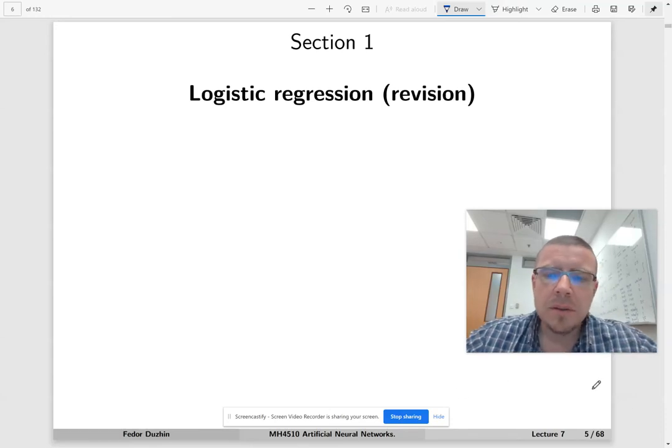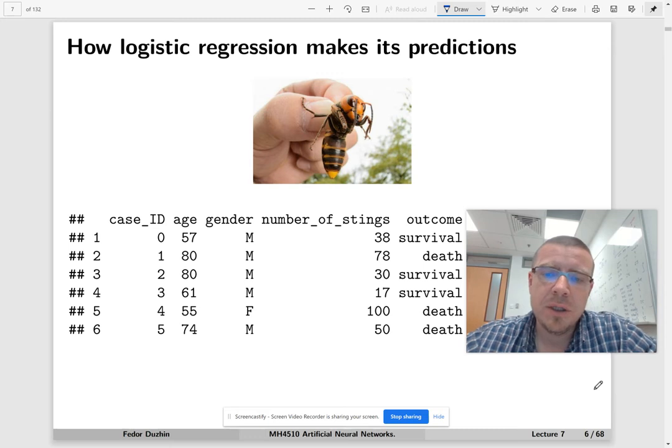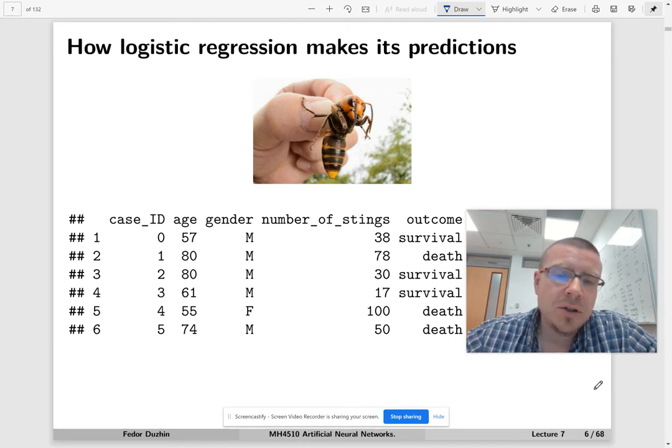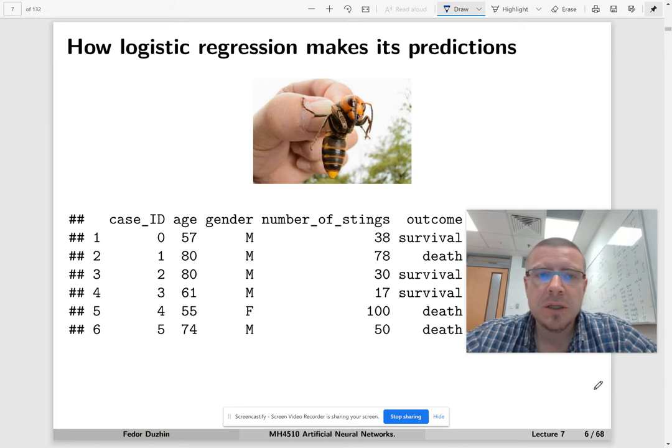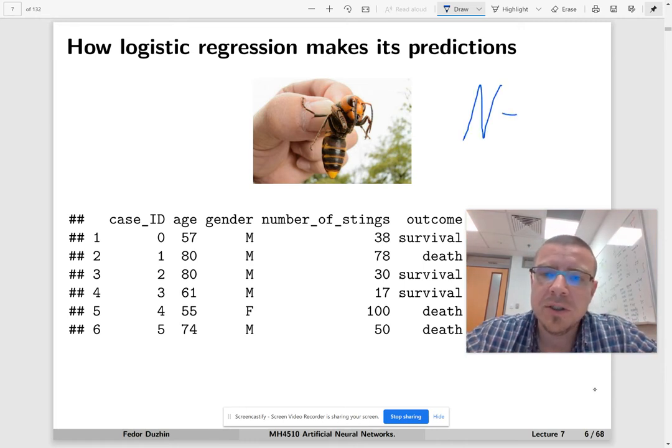Okay, now let us do a bit of revision of logistic regression. The data set that I found is death or survival from stings of a giant Asian hornet. Sorry, I forgot where I took it. It was some medical journal, so I just manually extracted these 16 records. It is a very small data set, so here n is just 16.